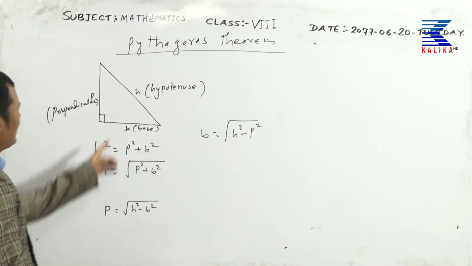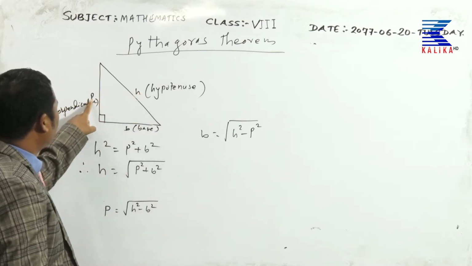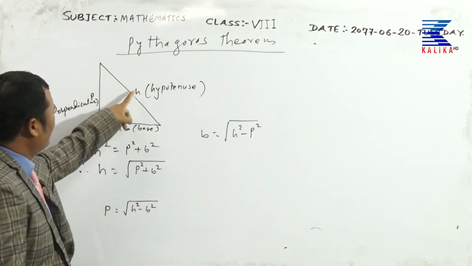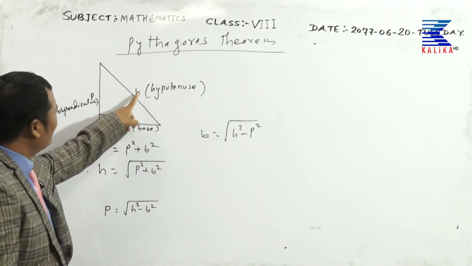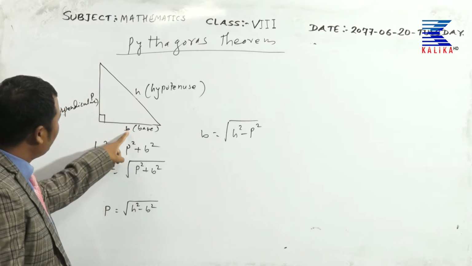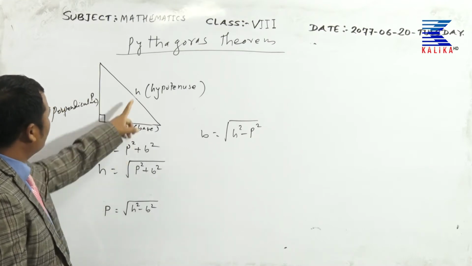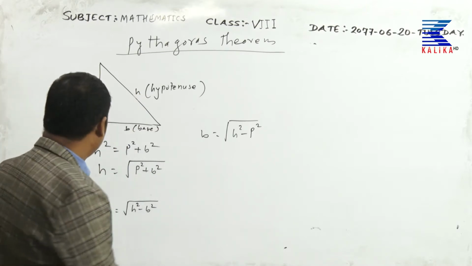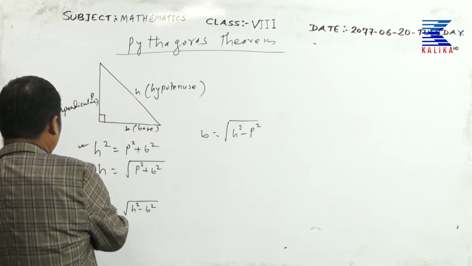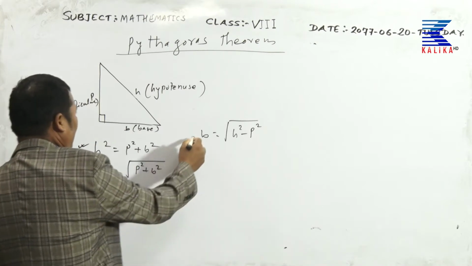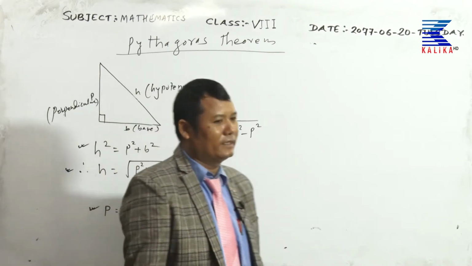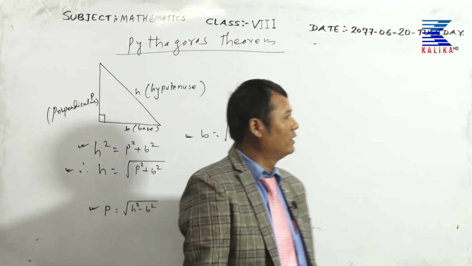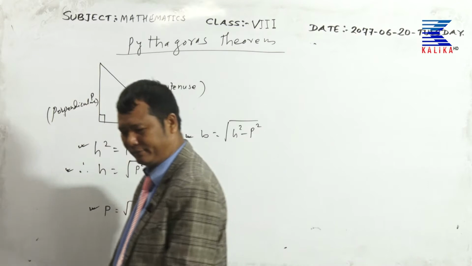If you find h, it is under root p square plus b square. If you find p or b, the longest side is h, so p is equal to under root h square minus b square, or b is equal to under root h square minus p square. These are the most related formulas. And now, some related questions.